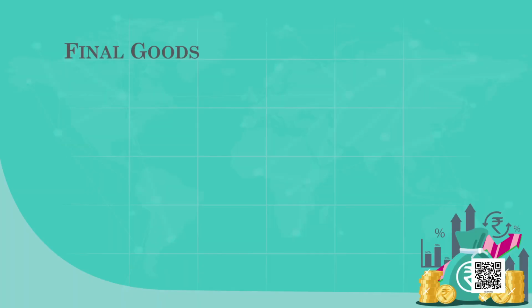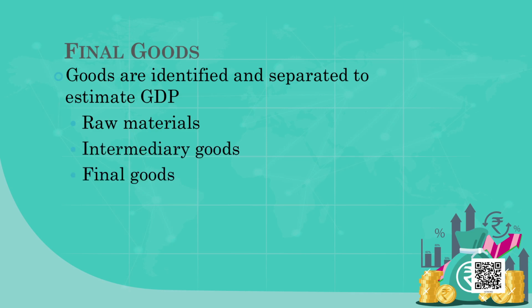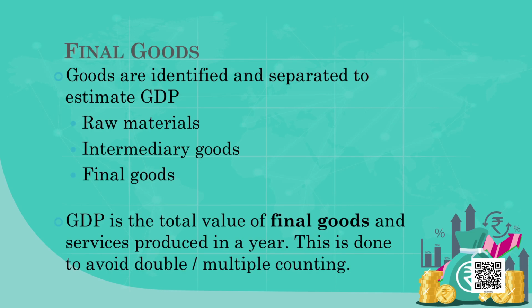how the value added method is used to arrive at the gross domestic product. Let me give you the definition again, because it is important that goods are identified and separated to estimate GDP. Generally, when you are estimating GDP, goods are examined to see whether value addition takes place. So you have to estimate whether it is a raw material, an intermediate good or a final good. And then GDP is the total value of final goods and services produced in a year.